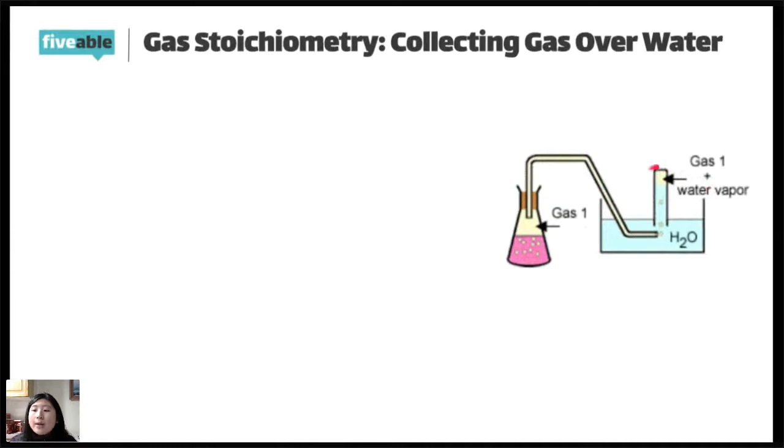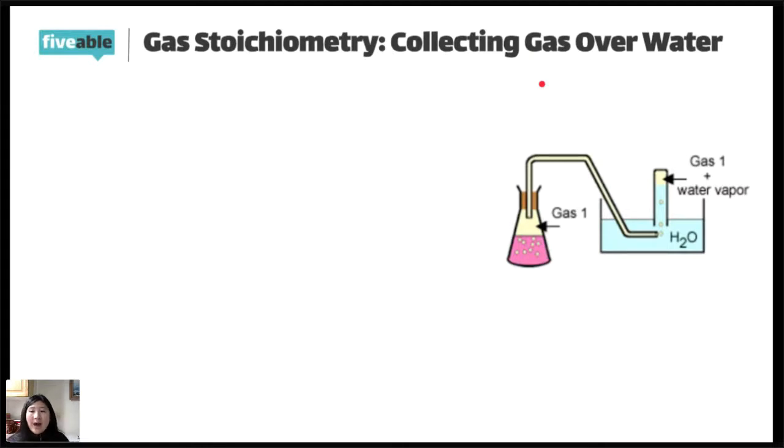However, when we are collecting the gas, we also have to be aware that when it's bubbling through the water, it also carries with it water vapor. So that's kind of a problem, right? When we collect the gas, we don't have pure gas anymore. We have gas and a bit of water vapor. They haven't chemically reacted, but it's not pure.